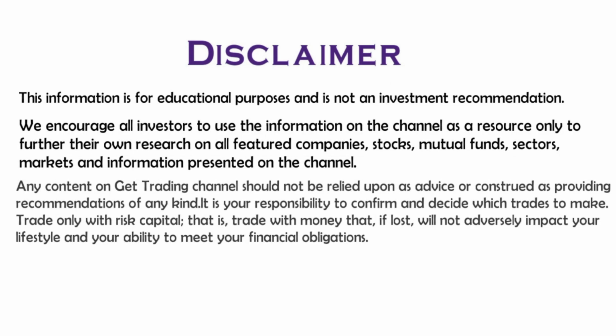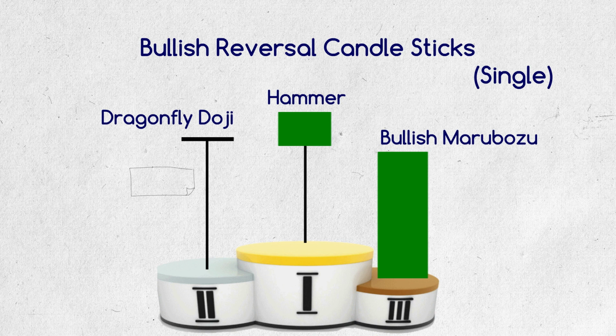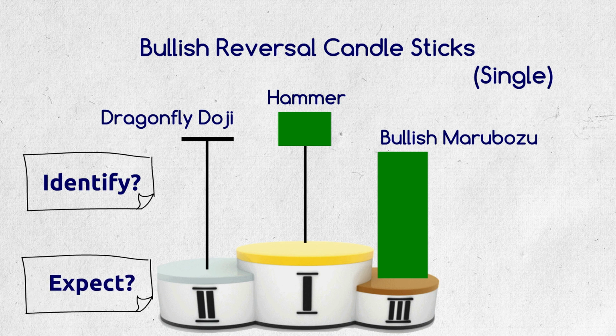This is the fourth video of this candlestick series playlist. How to identify bullish reversal candlestick formations on charts is what we discussed in the third video. In this video, we will find those patterns on the chart and we will also see how to take trading decisions when they are formed.